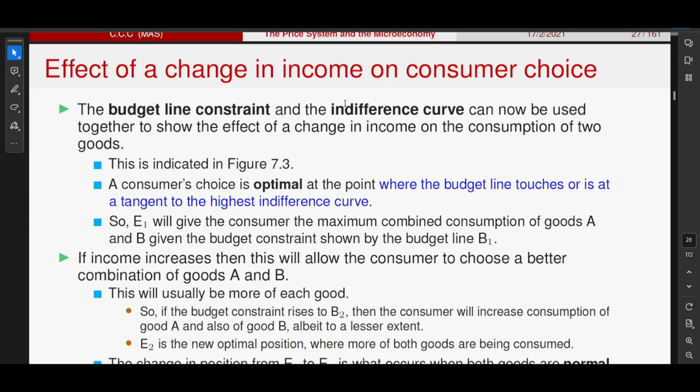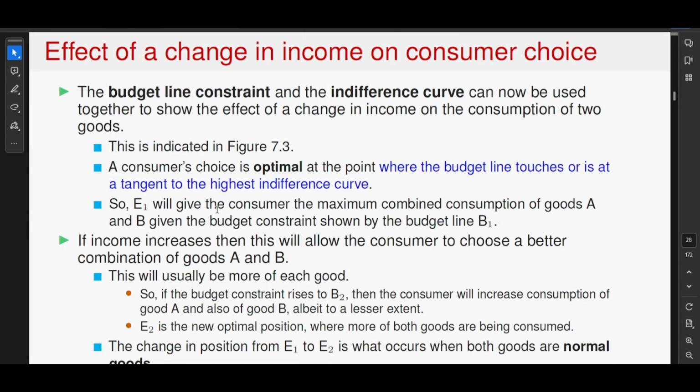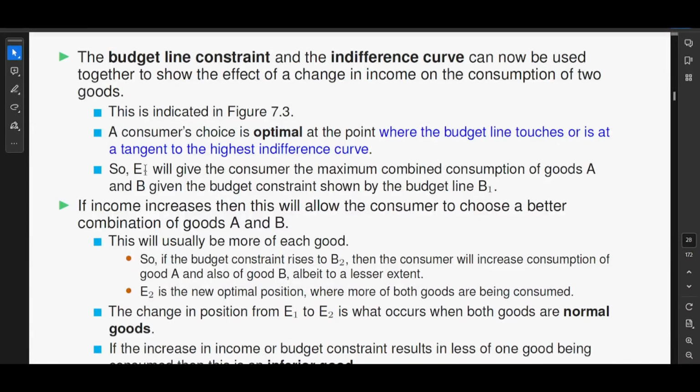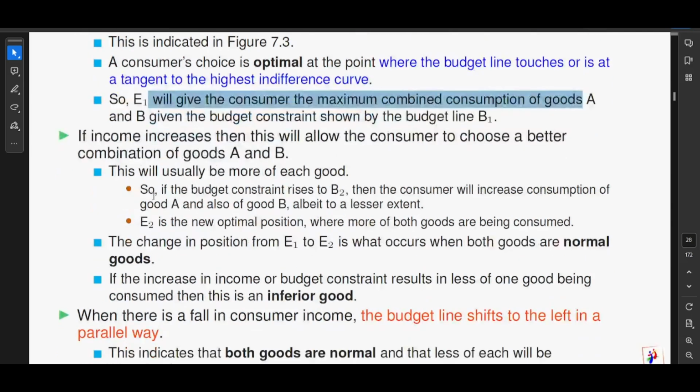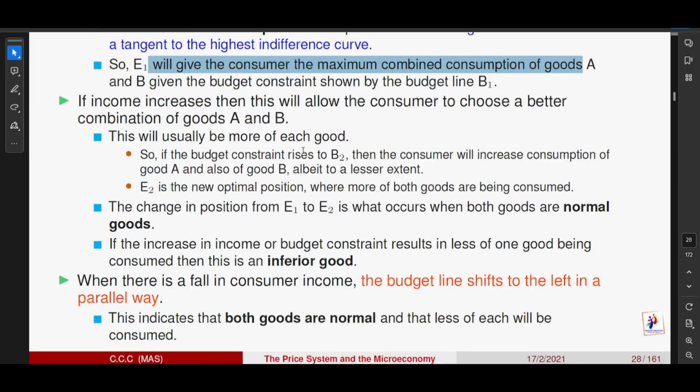It says the budget line and the indifference curve can now be used together to show the effect of change in income and consumption of two goods. That's the figure below, right? The consumer choice is optimal at the point where the budget line touches or is at a tangent to the highest indifference curve. So E1 will give the consumer the maximum combined consumption of good A and B, and the budget constraint shows by the line B1. If income increases, it will allow the consumer to choose a better combination of A and B.